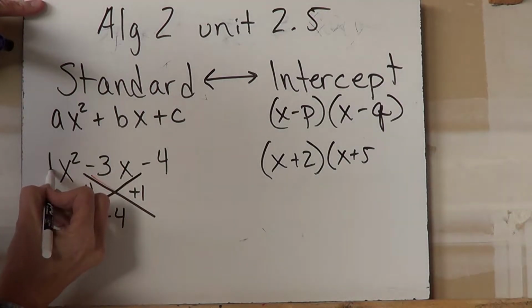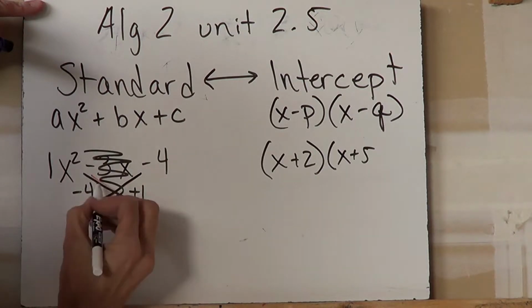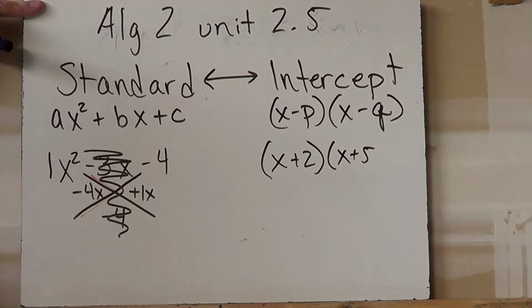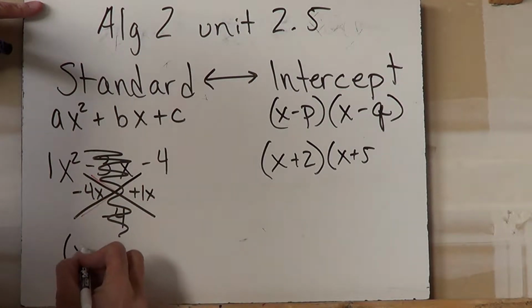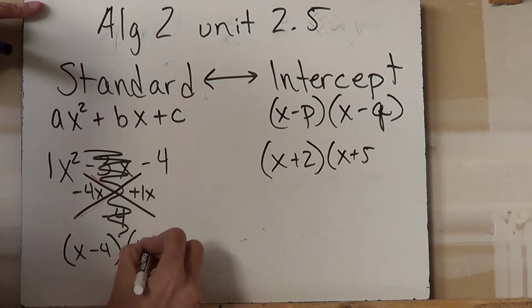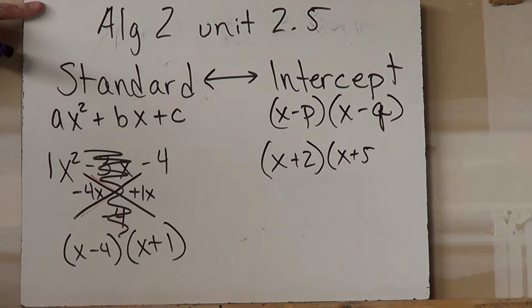Because there's a 1 here, I can convert straight to my answer if I would like to. Otherwise, I can go to those 4 terms. But straight to my answer would look like this: x minus 4 and x plus 1. So I just converted standard form to that form.